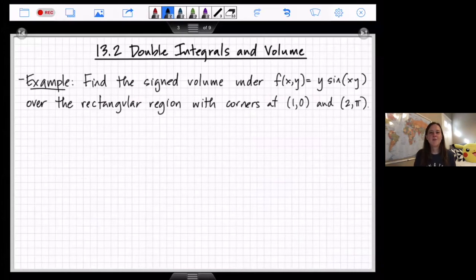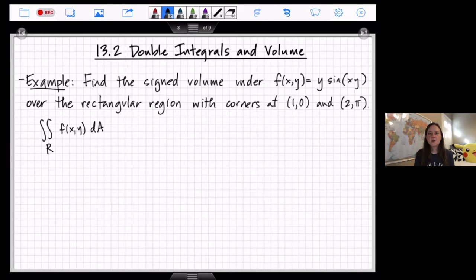All right, let's find the signed volume underneath this function over the rectangular region with corners at (1, 0) and (2, π). So we saw in the last video that signed volume could be accomplished by a double integral, and our shorthand notation was this. Where R meant our region, whatever that happened to be, and dA could be either dx dy or dy dx, whichever one is going to be more convenient for us.